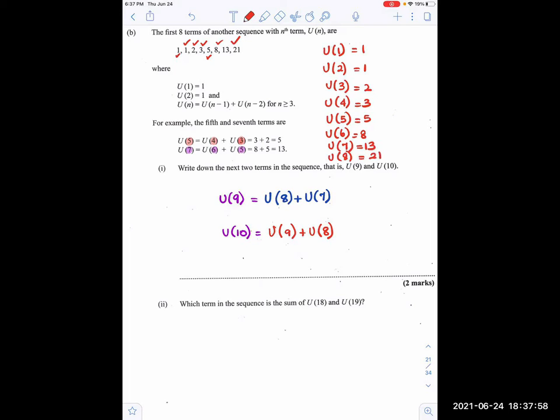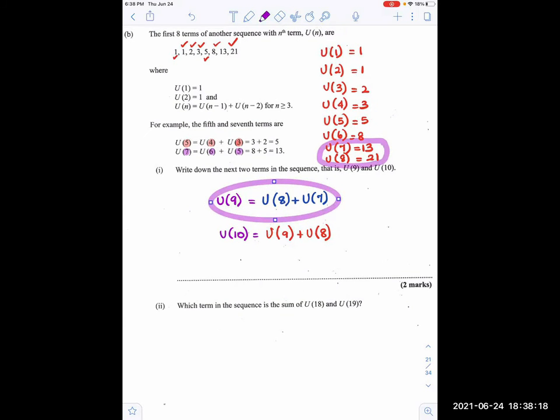So substitute the values for U8 and U7 and find U9. And when you get U9, substitute it here and find U10 by adding the term on top with U8. So go ahead. I have given you the values, so you work it out.